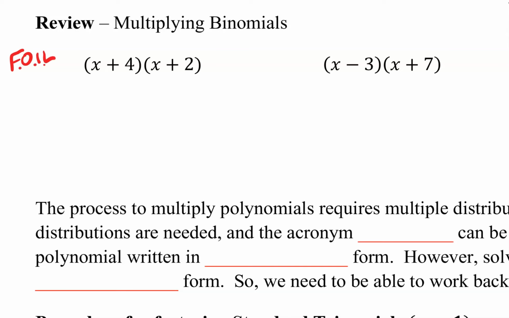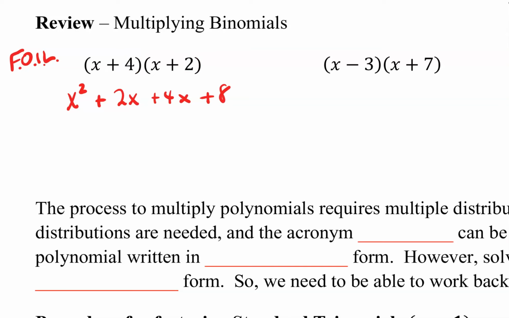FOIL is an acronym that stands for first, outside, inside, and last. If we follow that pattern, we can see that the first two numbers, or variables in this case, multiply together to make x squared. The outside numbers multiply together to make a positive 2x. Our inside numbers multiply together to make a positive 4x. And lastly, our last numbers in each position multiply together to make an 8.